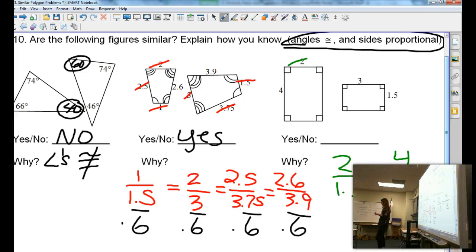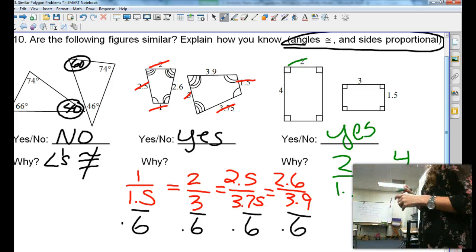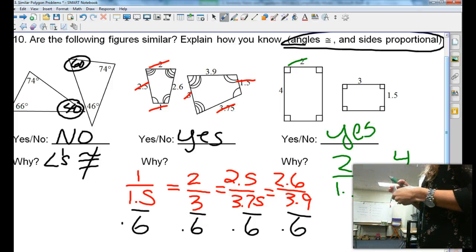True or not true? Torin, let me know when you figure it out. True or not true? True! 2 divided by 1.5 is the same as 4 divided by 3. So the last two were yes, they are similar.